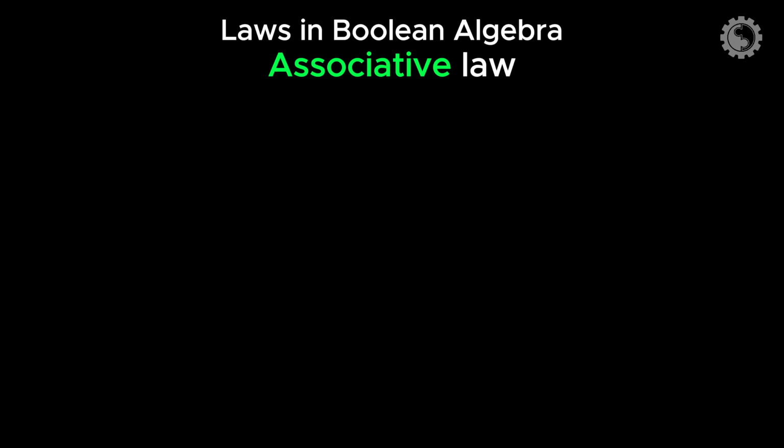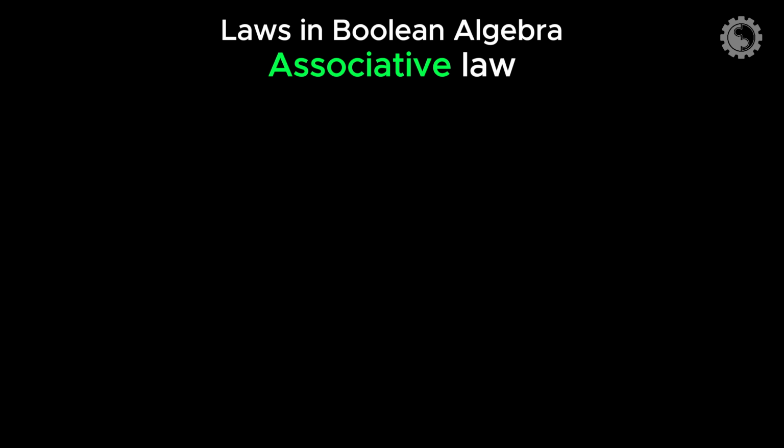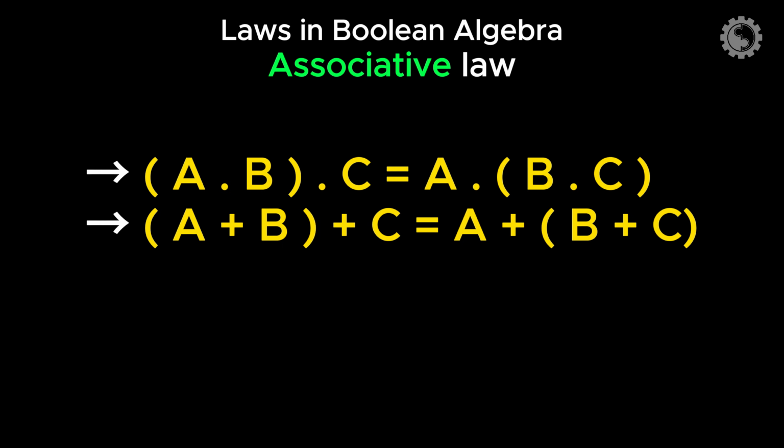Another law is associative law. It states that if a logical operation of any two Boolean variables is performed first and then the same operation is performed with the remaining variable, it gives the same result. The logical AND and logical OR operations of three Boolean variables A, B and C are A dot (B dot C) equals (A dot B) dot C, and A plus (B plus C) equals (A plus B) plus C.